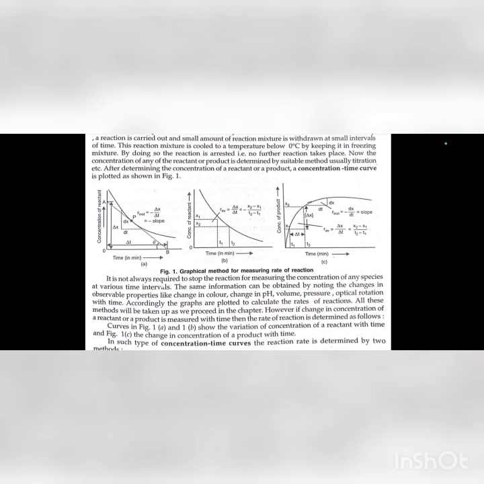It is not always required to stop the reaction for measuring the concentration of any species at variable time intervals. The same information can be obtained by noting the changes in observable properties like change in color, change in pH, volume, pressure, optical rotation with time. Accordingly, the graphs are plotted to calculate the rates of reaction. All these methods will be taken up as we proceed in the chapter. However, if the change in concentration of a reactant or a product is measured with time, then the rate of reaction is determined as follows.